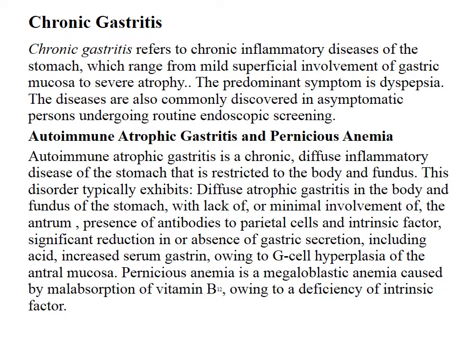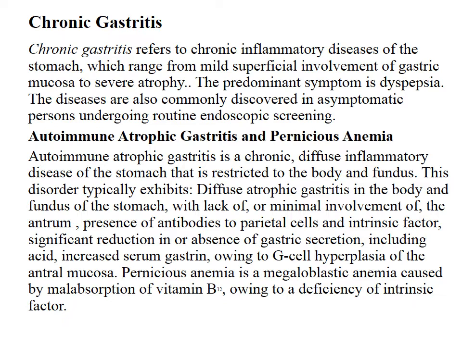One important type of chronic gastritis is autoimmune atrophic gastritis, which is associated with what we call pernicious anemia. This type of gastritis is a chronic diffuse inflammatory disease of the stomach that is restricted to the body and fundus, with sparing of the pylorus. This disorder exhibits diffuse atrophic gastritis. يعني عندنا atrophic gastritis مو فقط gastritis. There is atrophy of the gastric mucosa involving the body and fundus with lack or minimal involvement of the antrum.